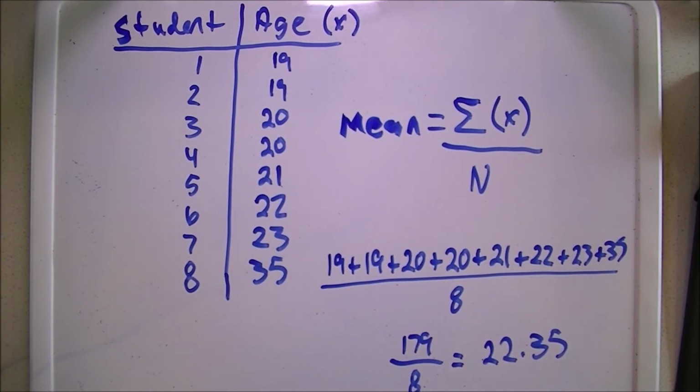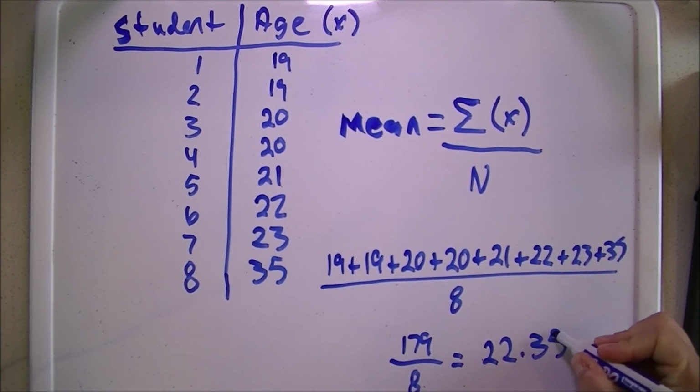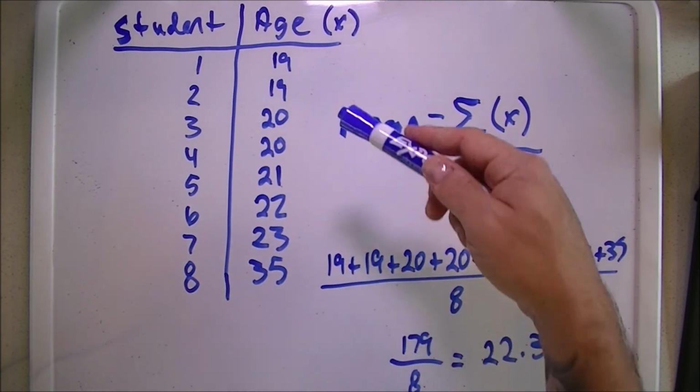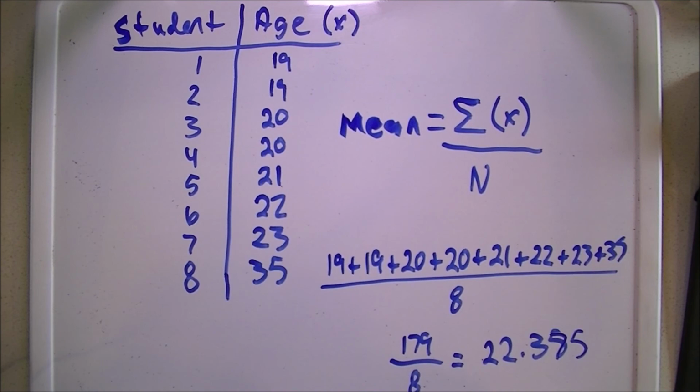So what I did here is I summed up all of these scores. I added them all together, the 19s, the 20s, 21, 22, 23, and 35. Added all those together, we get 179. Divide that by our sample size, our number of cases, or our N, and what we get is 22.375. And so how I would interpret this is that the average age of my students in this particular class is 22.375 years old.